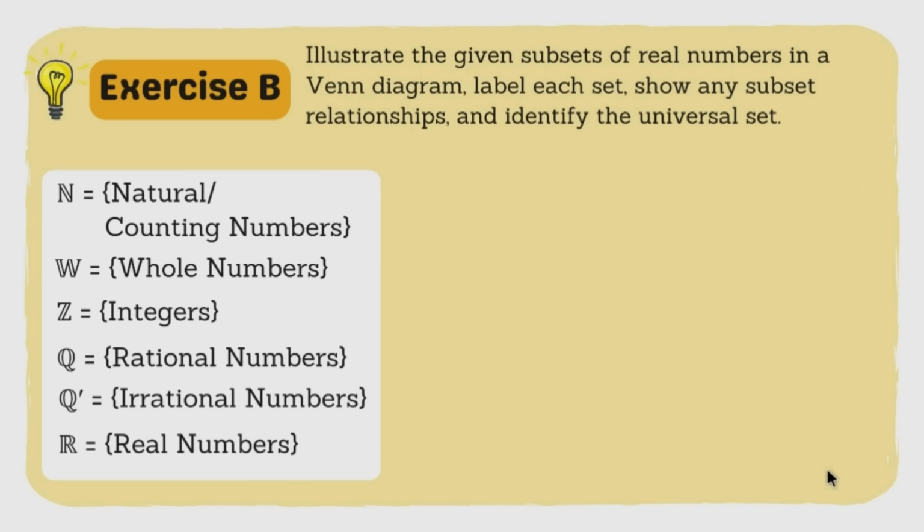Okay, to practice this, let's have an exercise. Okay, we will illustrate the given subsets of real numbers in a Venn diagram. Label each set, show any subset relationships, and identify the universal set. Yung parang ginawa natin kanina about the set of people living in certain places in the Philippines. Ganon din po ang gagawin natin ngayon dito.